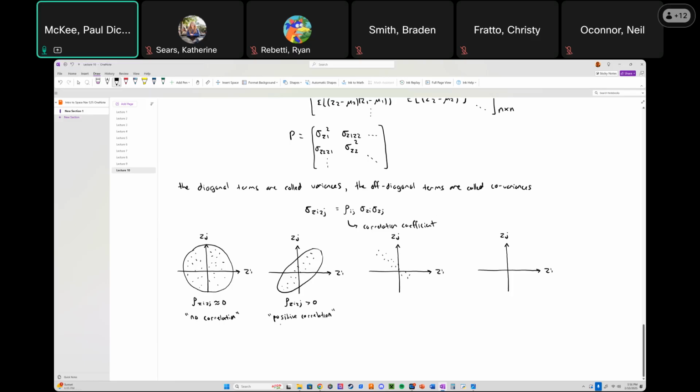This could also go the other way, where rho_ZiZj is negative. This is negative correlation. So whenever we see i go up, j goes down. And then you could also imagine something where your correlation is so tight that, in this case, your rho_ZiZj is equal to 1. This is called perfect correlation.